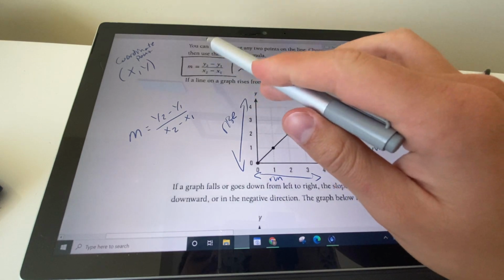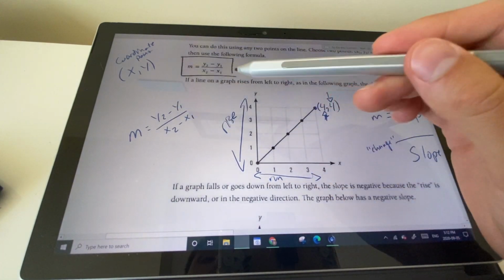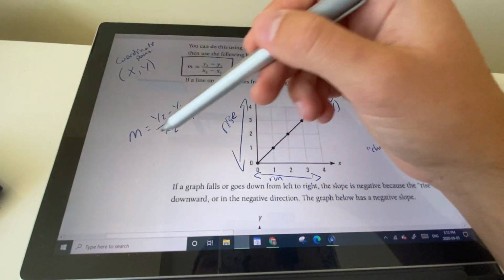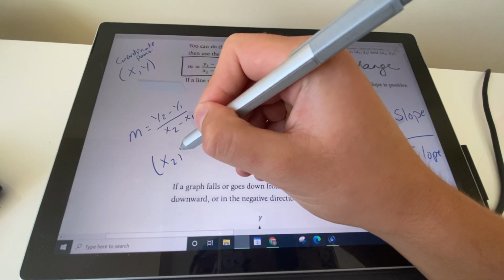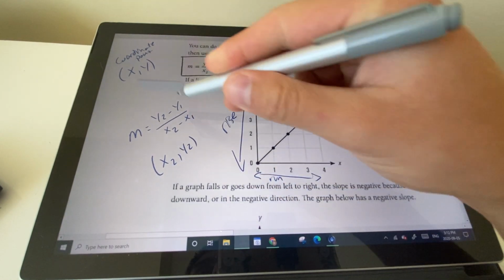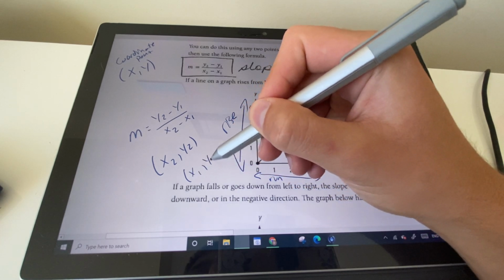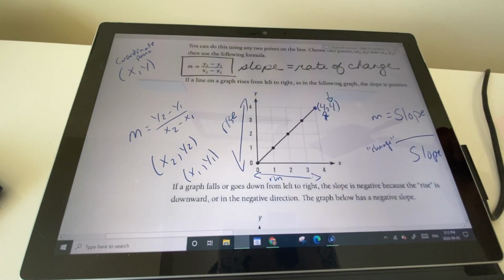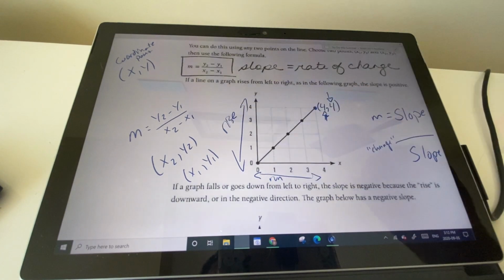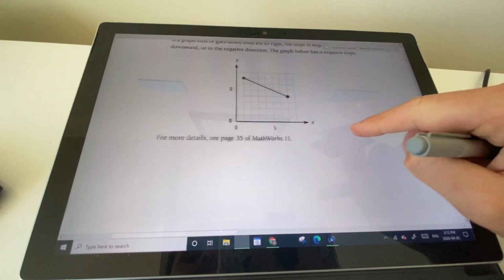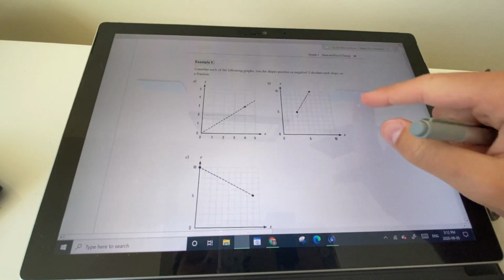Now, you have to find 2 points on your graph and plug them into this formula. This would be one coordinate point, x2 and y2. The other coordinate point would be there, x1, y1. We plug that in. We could use any of these points and plug them into this formula. So let's check out some things.